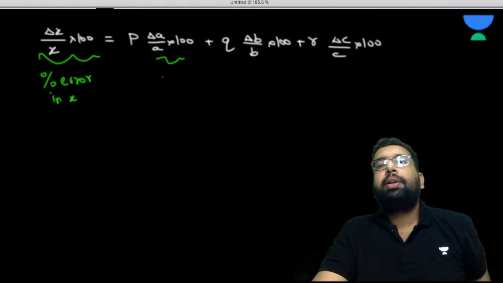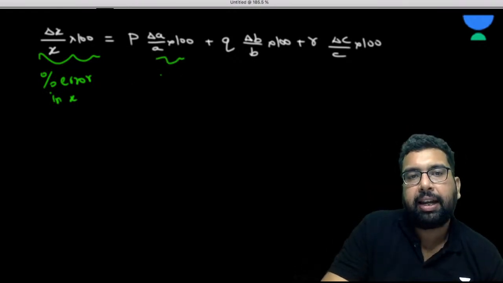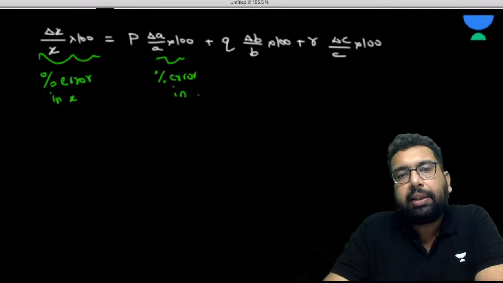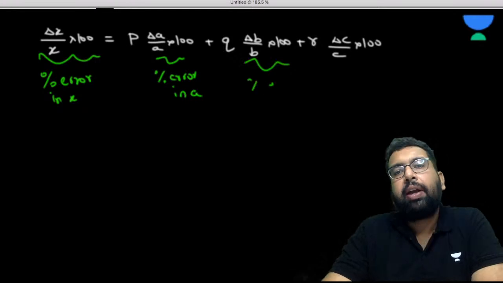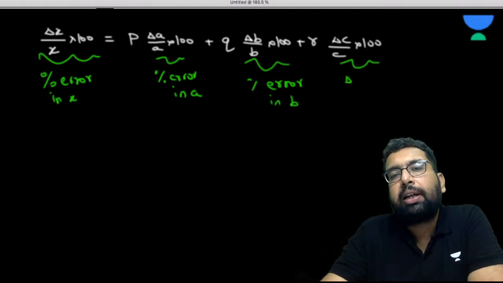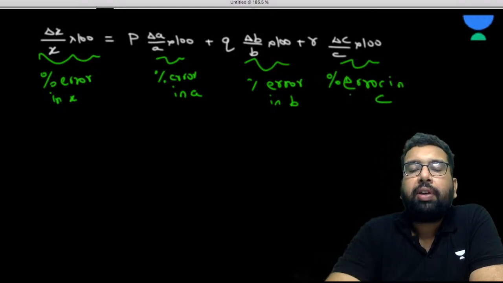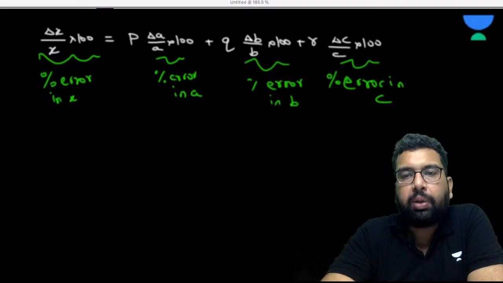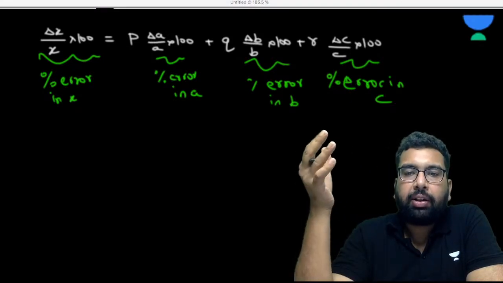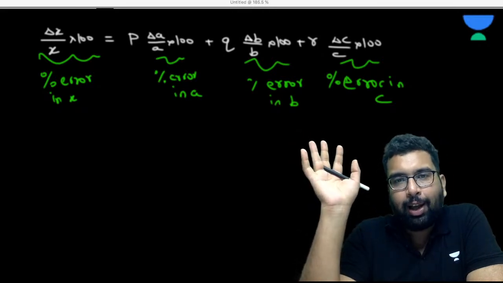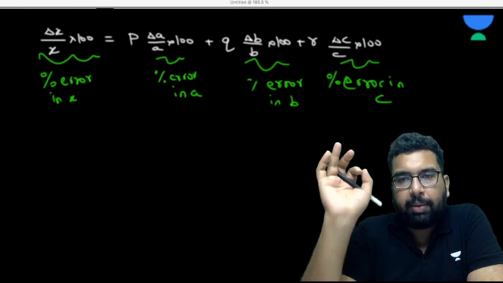This is the percentage error in A. This is the percentage error in B. This is the percentage error in C. So sometimes they right away give you the percentage error, rather than giving you the error or fractional error, and ask you the percentage error in some other quantity. Anyways, I hope you will be able to do it.